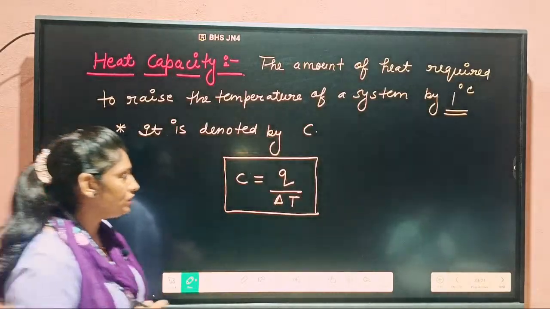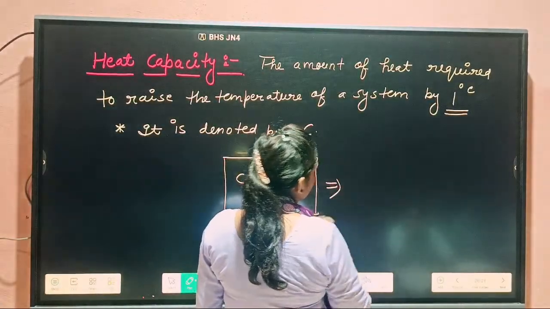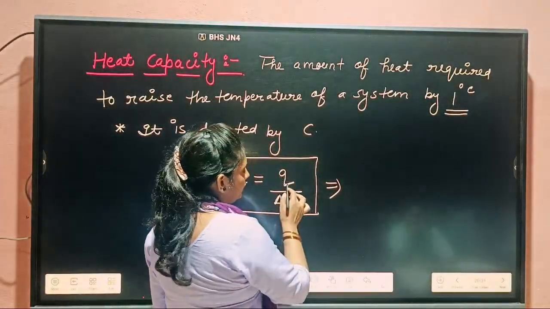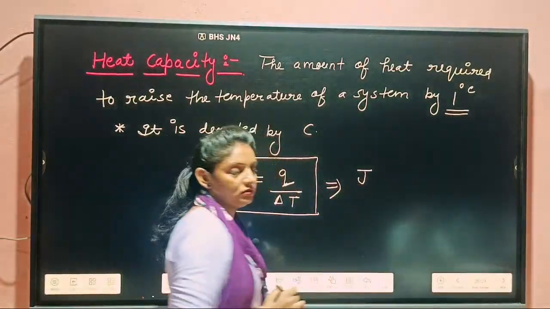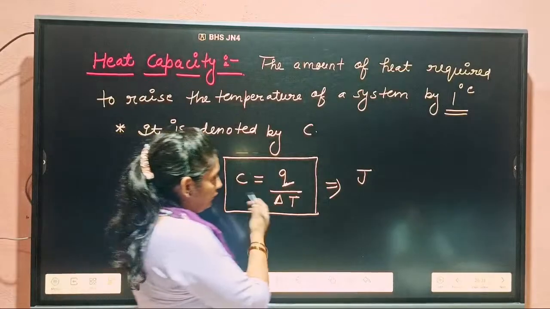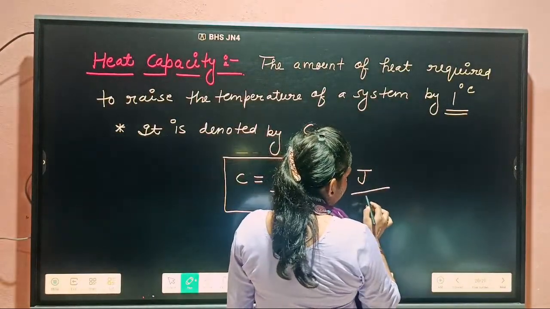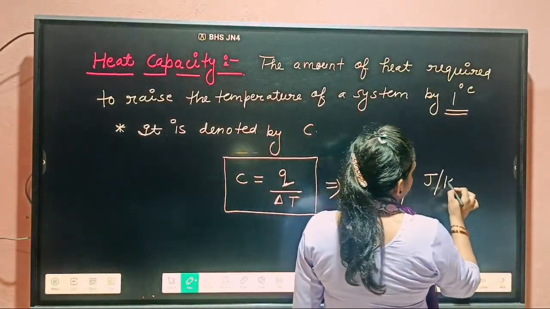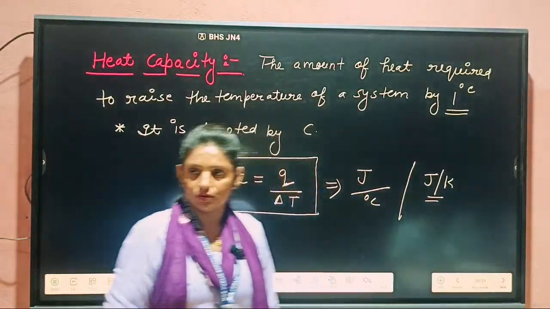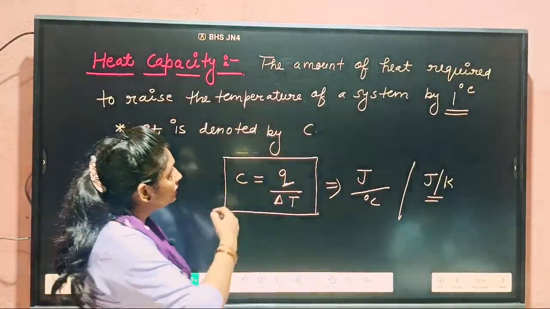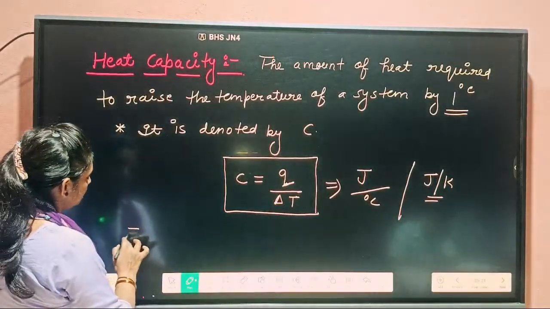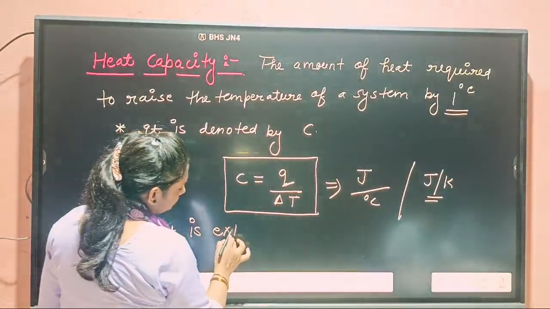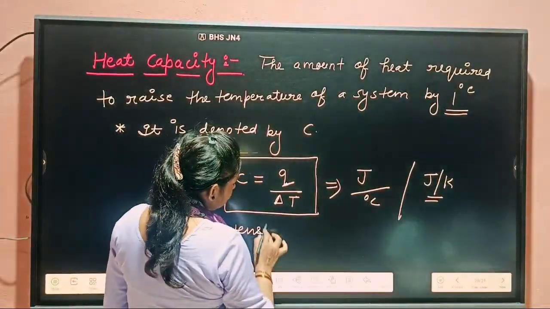What will be the unit here? What will be the unit for heat? Joule. And for temperature, degree Celsius, or we can say joule per Kelvin. Joule per Kelvin also. Clear or not? Students, heat capacity is an extensive property.